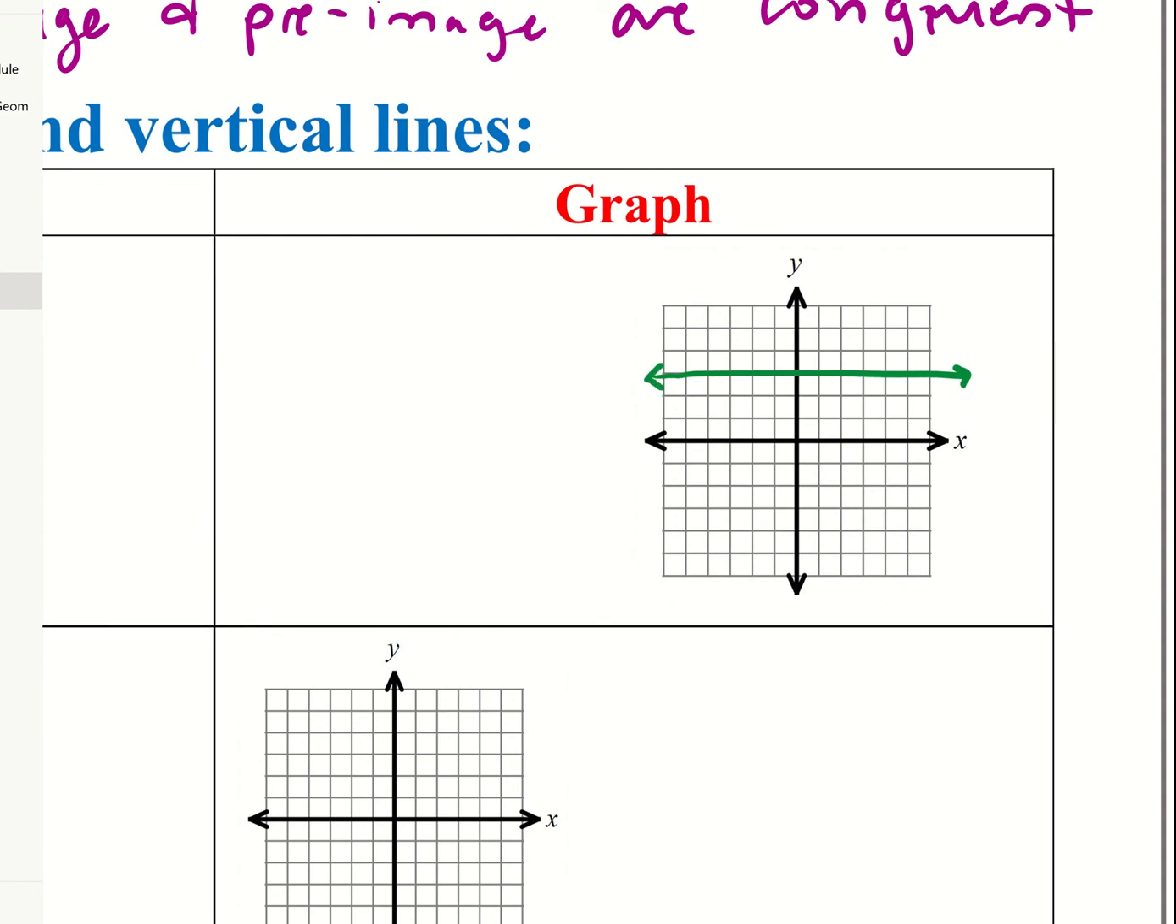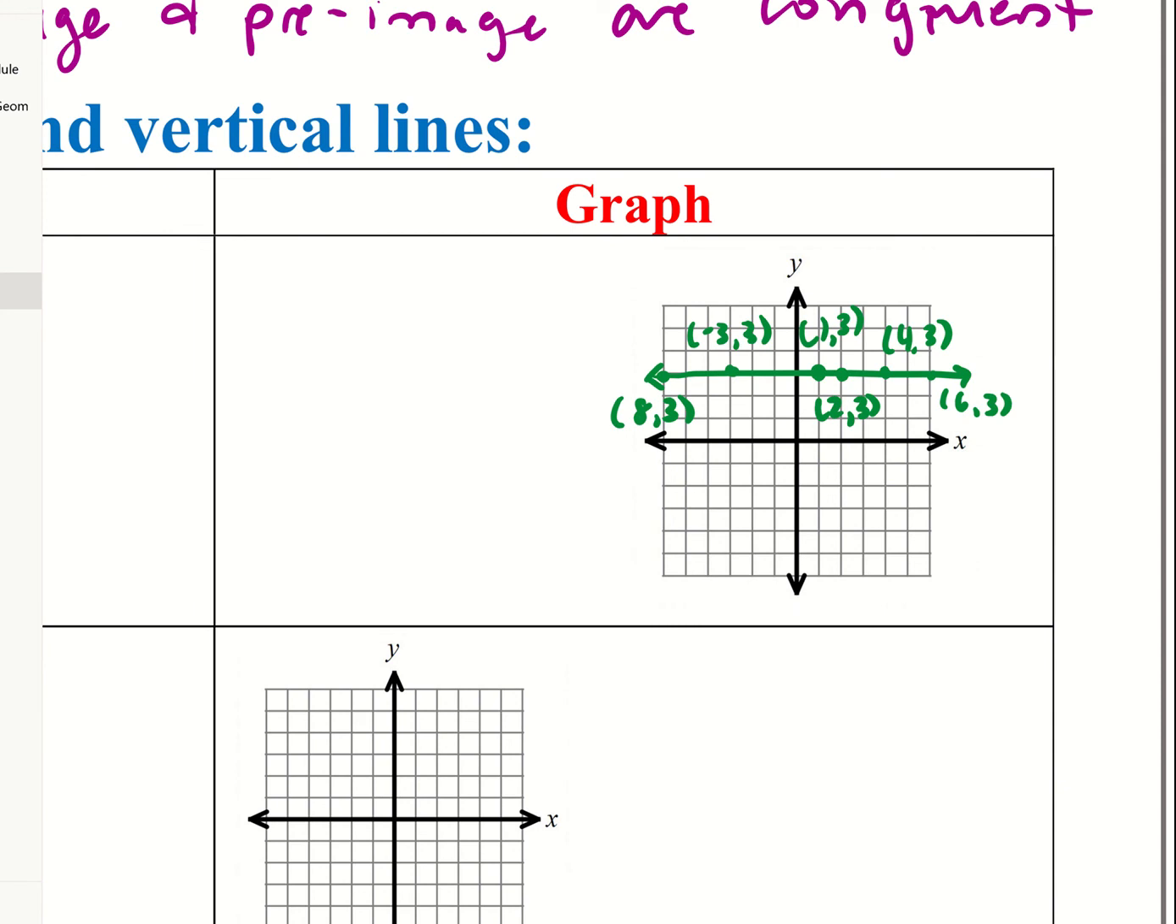To see what the equation is, let's look at a couple points. This point is 1, 3. This point is 2, 3. This point is 4, 3. This point is 6, 3. This point is -3, 3. This point is 8, 3.